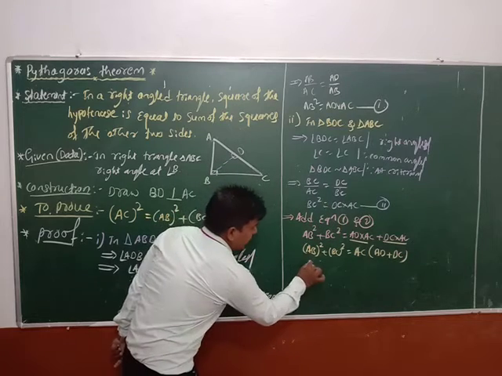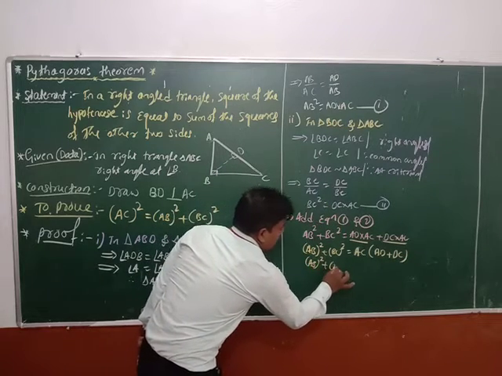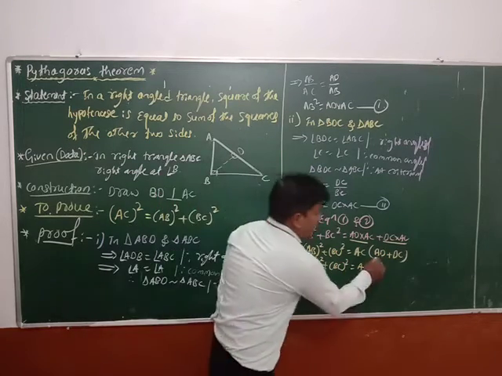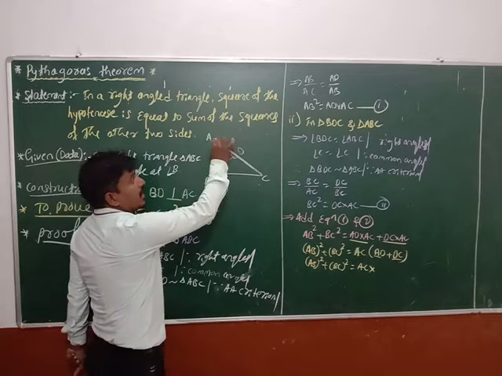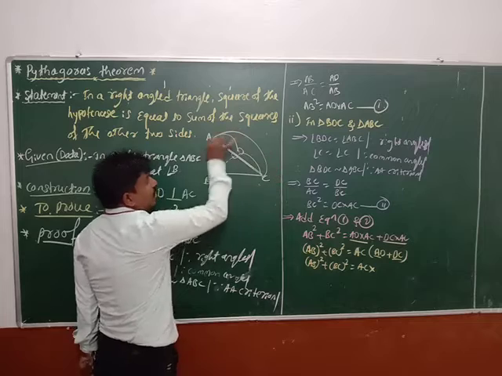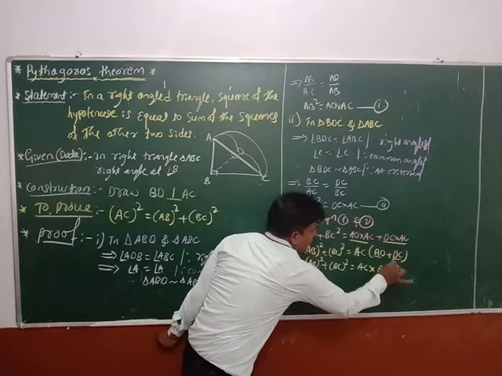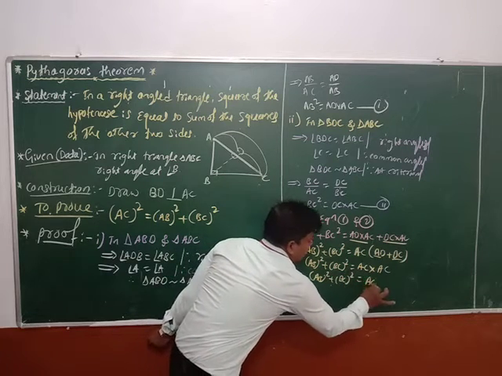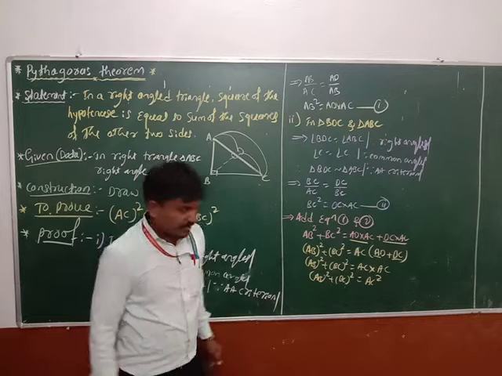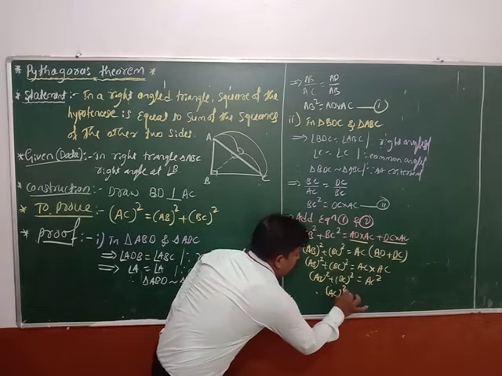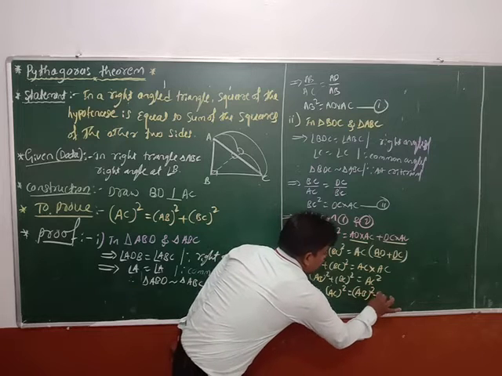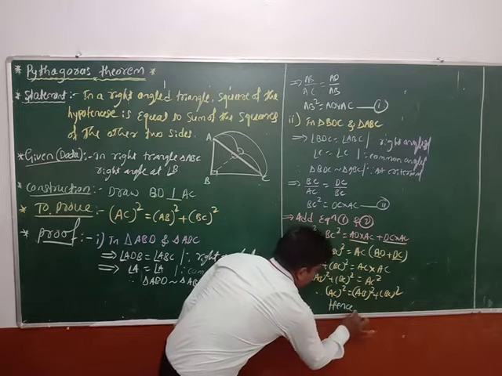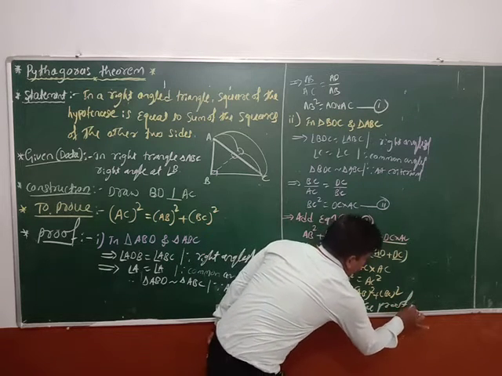Yes or no? Again, write AB square plus BC square is equal to AC into AD plus DC. What is the value of AD plus DC? AD plus DC in total is AC directly. Therefore, AB square plus BC square is equal to AC square. Yes or no? Proof of our theorem. Therefore, directly AC square is equal to AB square plus BC square. Hence the proof of the theorem.